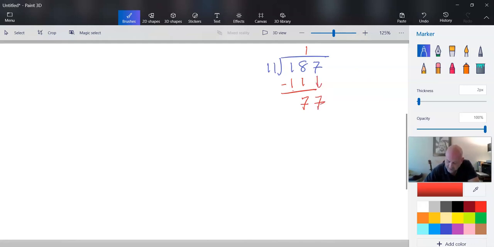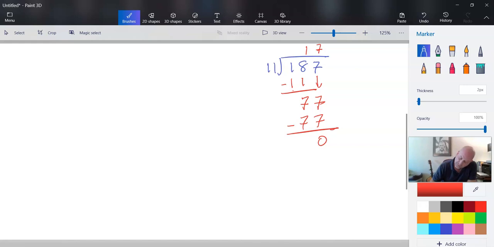And I ask myself the same question. How many times does 11 fit into 77? And it fits in 7 times. 7 times 11 is 77, and I subtract it, and that leaves me with a remainder of 0. Okay, so that's standard division.